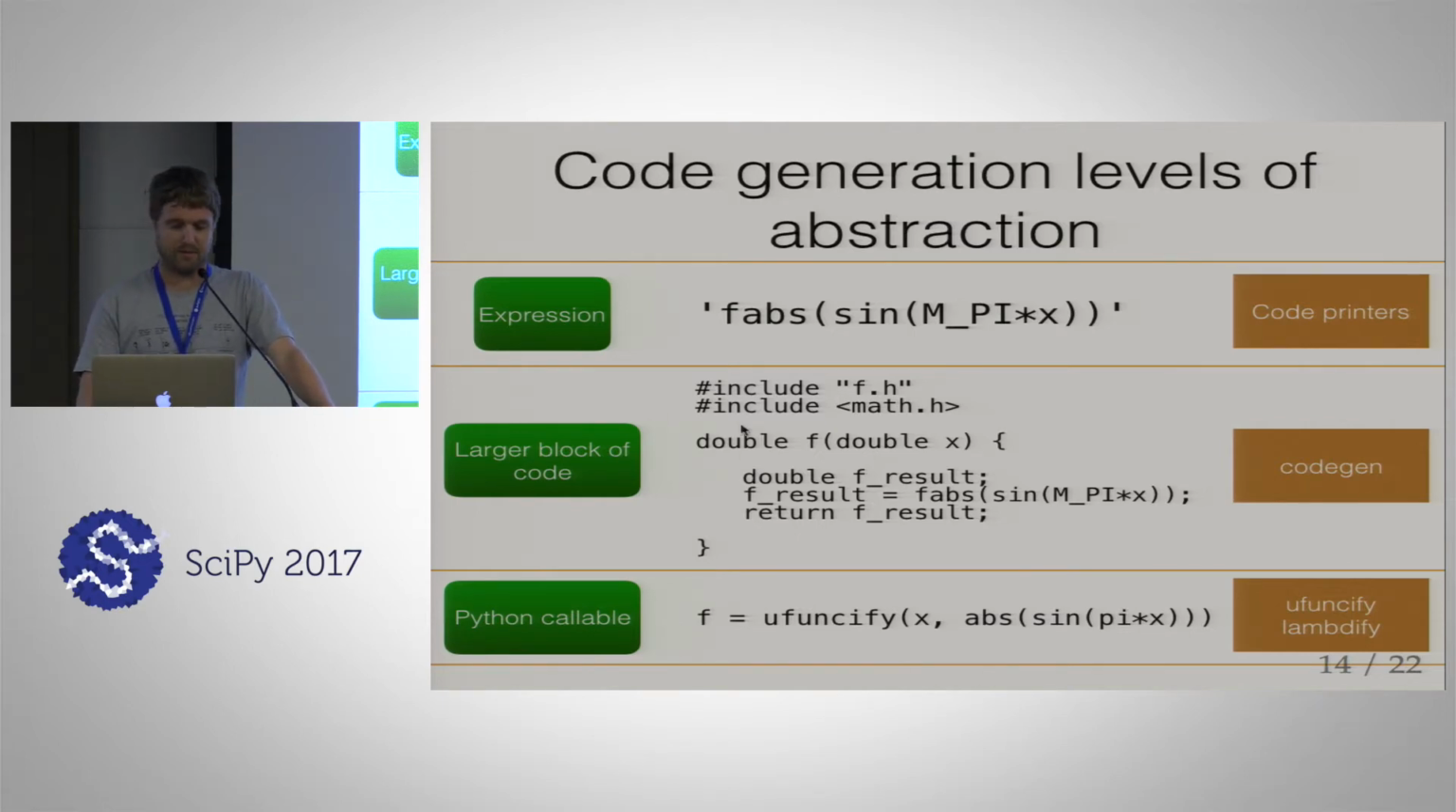On top of that, the abstraction layer above is where you actually want to generate a larger block of code, maybe the whole function in some language, say in C. And this is going to be the codegen module. And then the most basic level of abstraction is you're just generating the expression, and then this expression is going to go somewhere else, into some other code that you've already written.